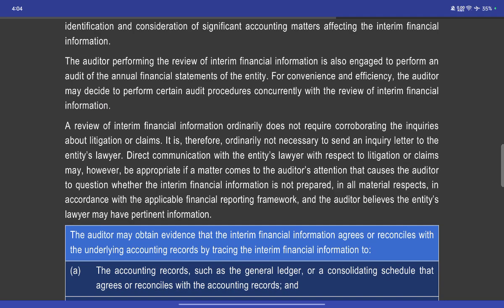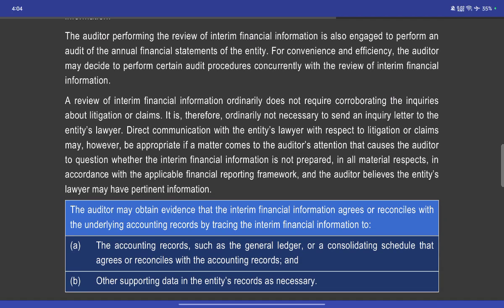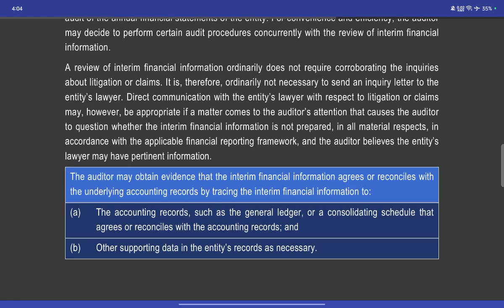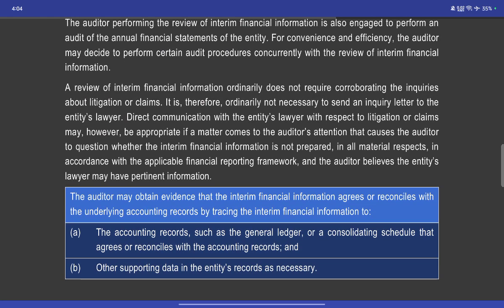The auditor performs a review of interim financial information. It is also engaged to perform an audit of the annual financial statements. For convenience and efficiency, the auditor may decide to perform certain audit procedures concurrently with the review of interim financial information. The review of interim financial information ordinarily does not require corroboration.